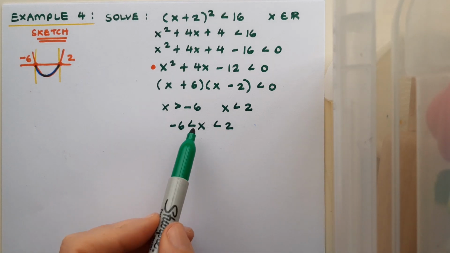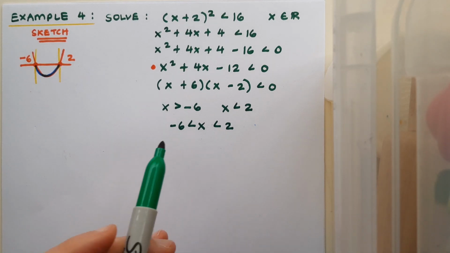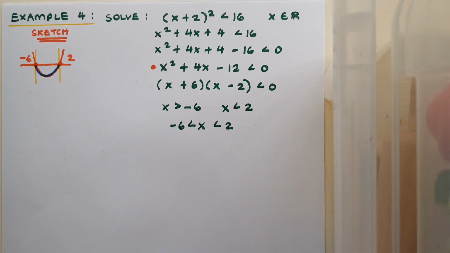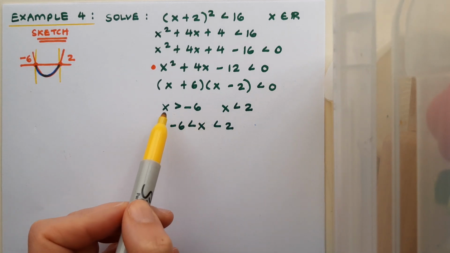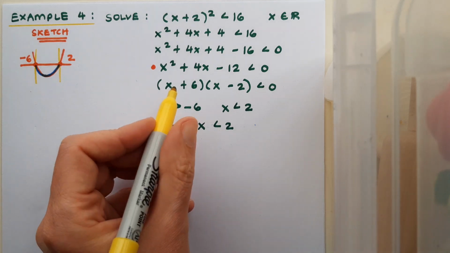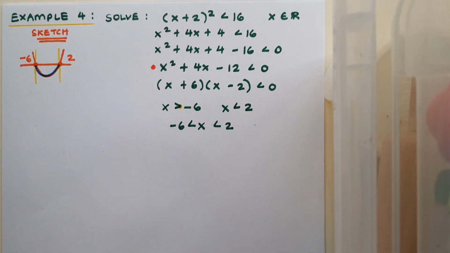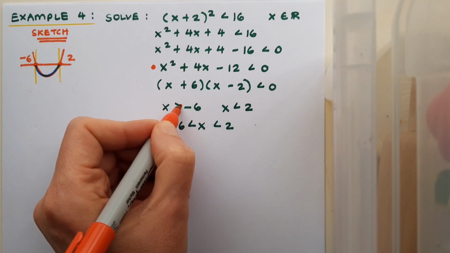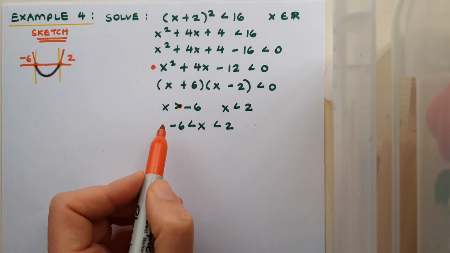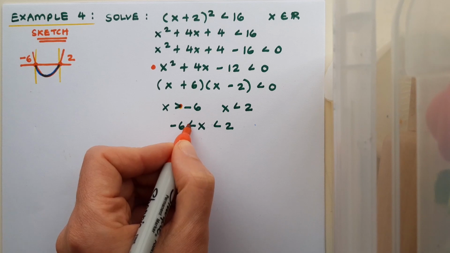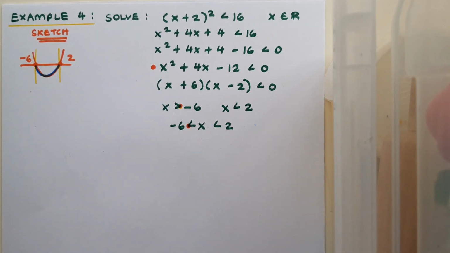If you're wondering, have I gone reversing my symbols here? I haven't really, because just to take a moment to notice, here I've written down x is greater than negative 6. Do you see how the narrow end of the symbol is pointing towards the negative 6? Well, in this statement, the narrow end of the inequality symbol is also pointing towards the negative 6. So actually it's the same statement, just reversed.